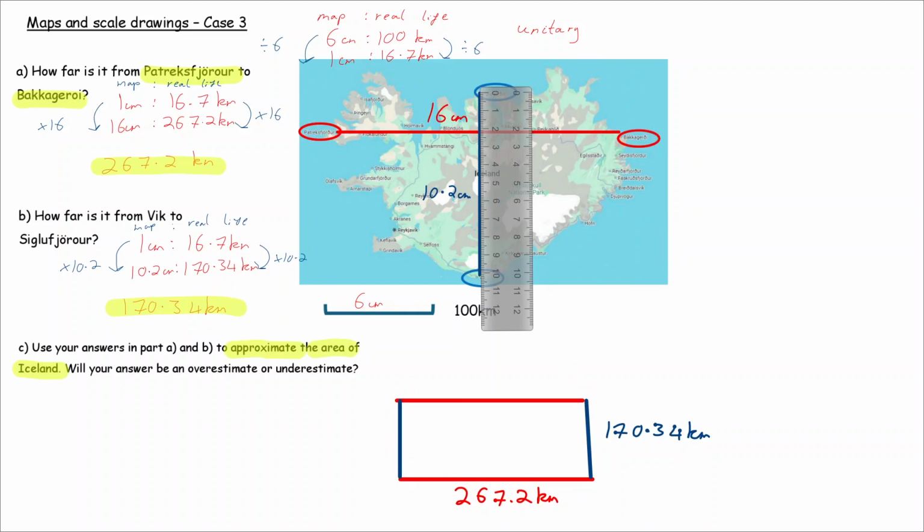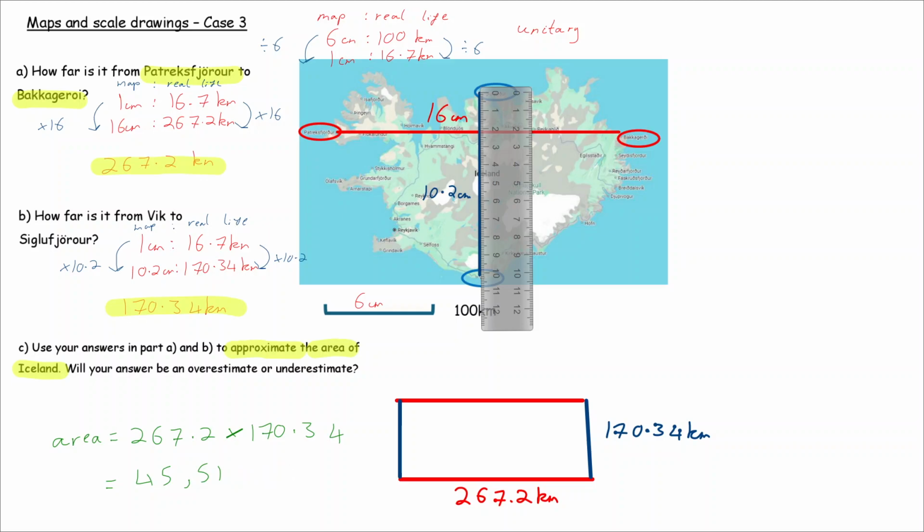Now, to get the area of a rectangle, you can just multiply your width by the height. So let's do that. Let's do it in green. The area is going to be equal to 267.2 times 170.34, and that gives me a pretty big answer of 45,514.848.